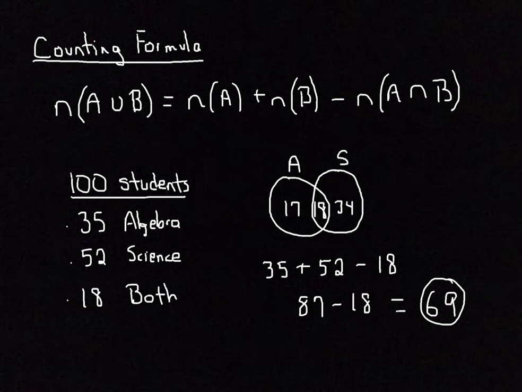Right? So this is the counting formula. You simply take the number that's in each set and then subtract how many is in both. Now, if none of these were in both, say that overlap wasn't there, then it would just be 35 plus 52. All right? But since some of them overlap, you can't count those again. So there would be 69 in either, which also means that there's 31 that's not taking algebra or science. 31 students are not taking algebra or science.